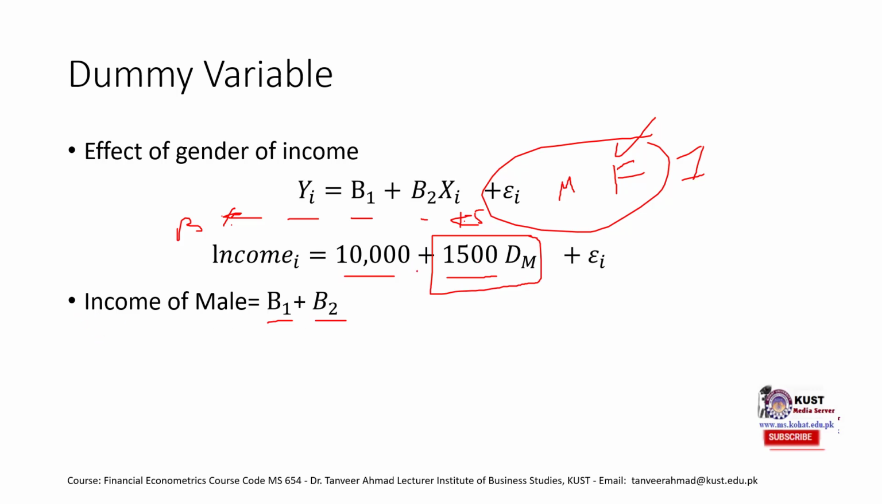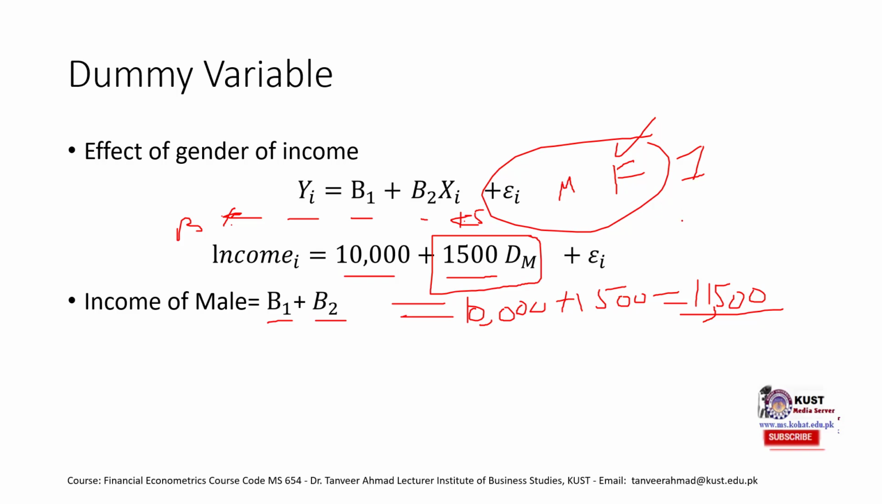So it is 1500 rupees higher, but what is the actual value? What is our expected value of the income of a male? So we expect that the income of the male would be beta 1, which is 10,000, plus beta 2, which is 1500. So we expect that the salary of a male would be 11,500. This would be the expected salary of a male.